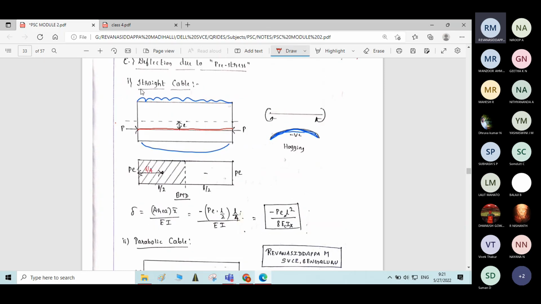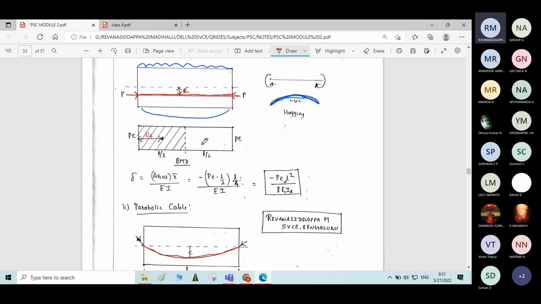Initially, first, a straight cable situated at a constant eccentricity E throughout the length. Just write the bending moment diagram. You can see here, students, this pre-stressing force will cause hogging bending moment to the beam.